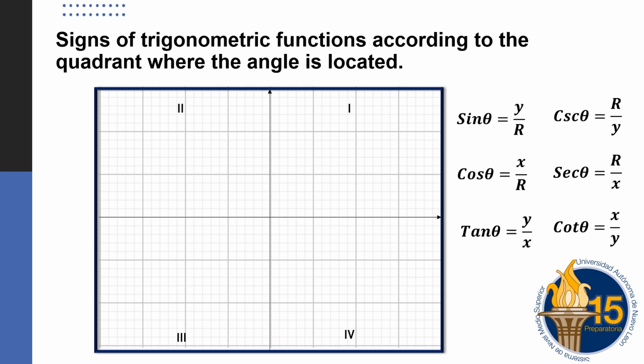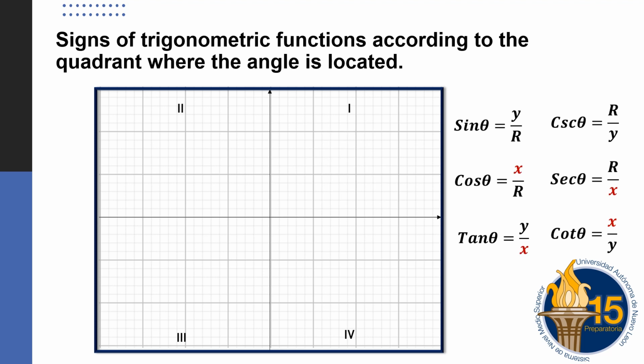When the terminal side of the angle is on the second quadrant, the value of x is negative, so the trigonometric functions where x is involved have a negative value. Then, sine and cosecant are positive; cosine, tangent, cotangent, and secant are negative. When the terminal side of the angle is on the third quadrant, the values of x and y are negative, so sine, cosine, secant, and cosecant are negative, and tangent and cotangent are positive.